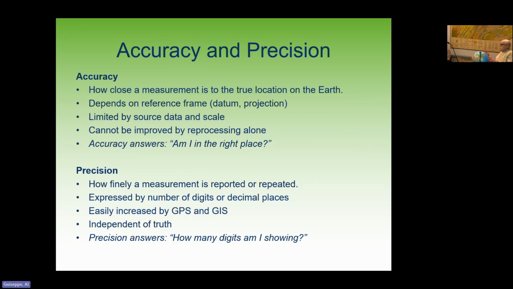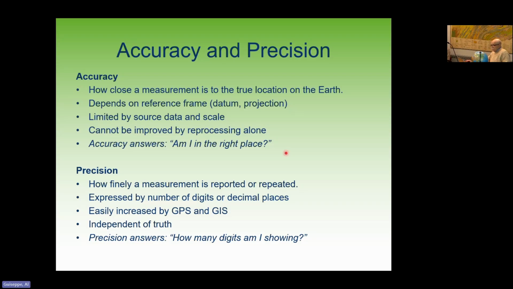Accuracy and precision. This is where we get into stuff. Accuracy is how close the measurement is, and it depends on your reference frame, your data and projection, limited source data and the scale. It cannot improve by reprocessing. The answer is, am I in the right place? Am I getting the right readings?